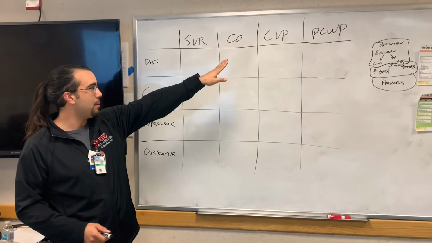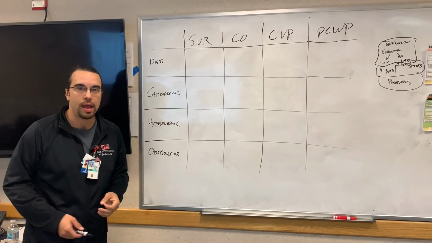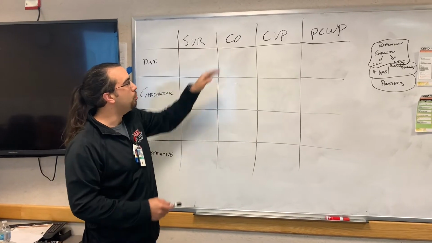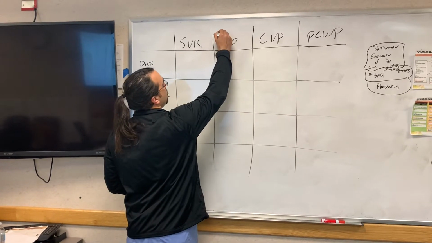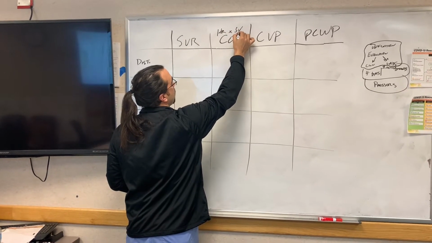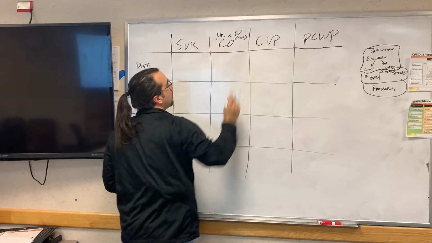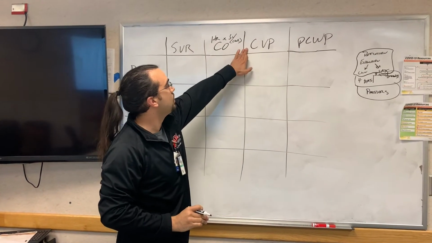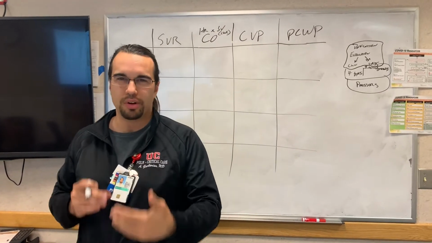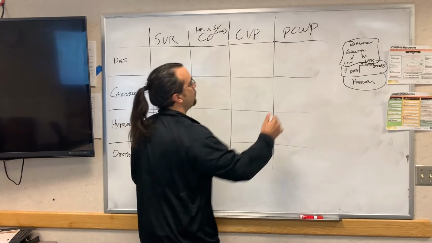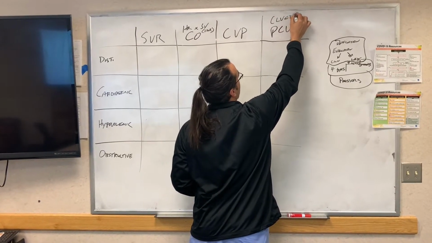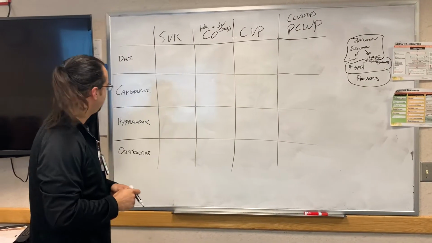And then over the top, that top row, are those 4 hemodynamic parameters, being systemic vascular resistance, cardiac output, which of course you remember cardiac output is a function of heart rate and stroke volume, which is a surrogate for contractility. Central venous pressure, and then I put in pulmonary capillary wedge pressure as sort of a surrogate for left ventricular filling pressure, or left ventricular end diastolic pressure if you want to get technical.